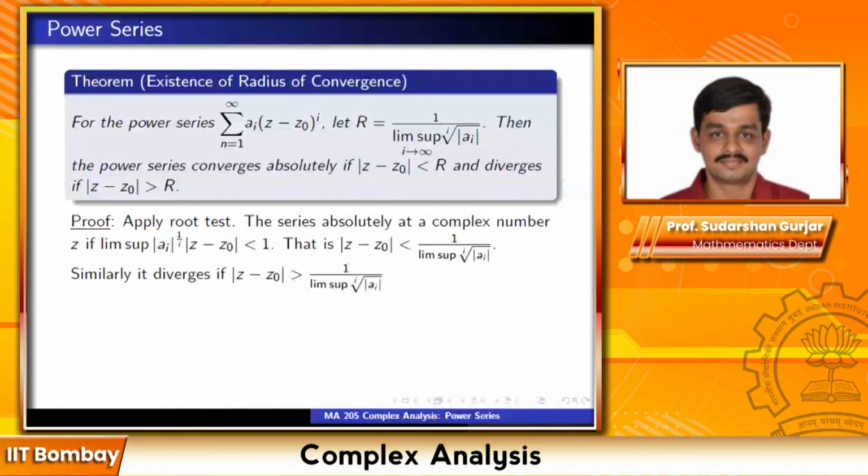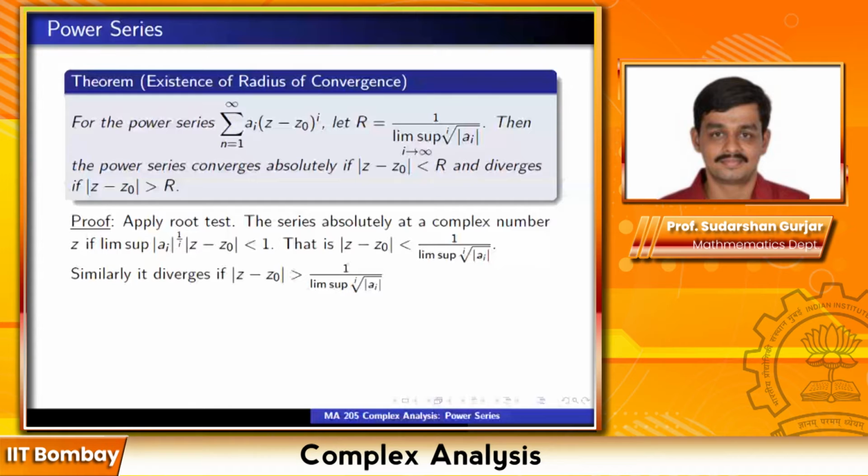Okay. So now the theorem, an important theorem about existence of radius of convergence, which I mentioned earlier. Take a power series summation a_i (z minus z naught)^i, i goes from 1 to infinity, and let r be equal to 1 upon lim sup of the ith root of mod a_i. Then the power series converges absolutely if mod of z minus z naught is less than r, and diverges if mod z minus z naught is bigger than r. Yeah, so a very neat expression for the radius of convergence.